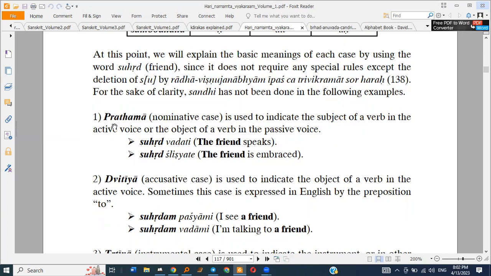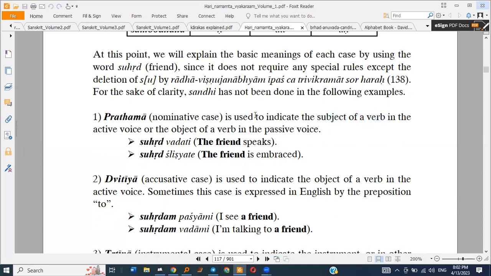So Prathama, the first case, also called nominative case, is used to indicate the subject of a verb in the active voice. Prathama Vibhakti, Suaujas, is used to indicate the subject of a verb, like the doer, the karta of a verb, in the active voice, of course, or the object of a verb in the passive voice.